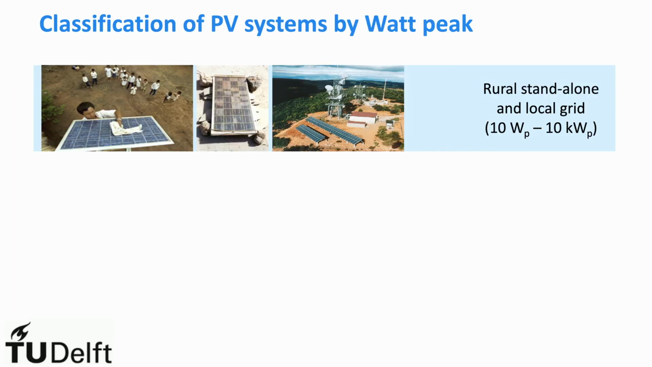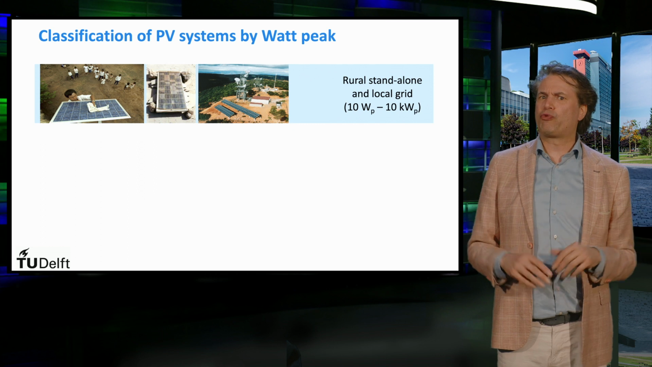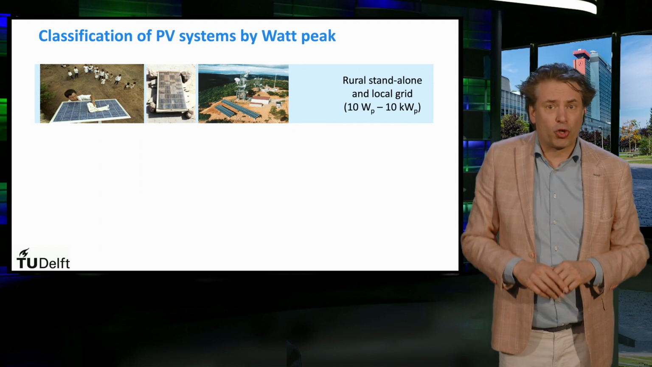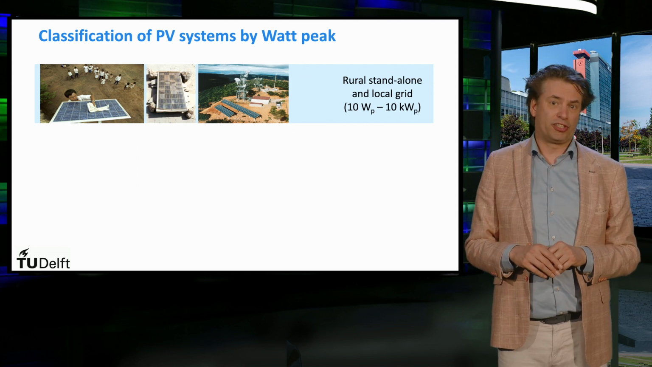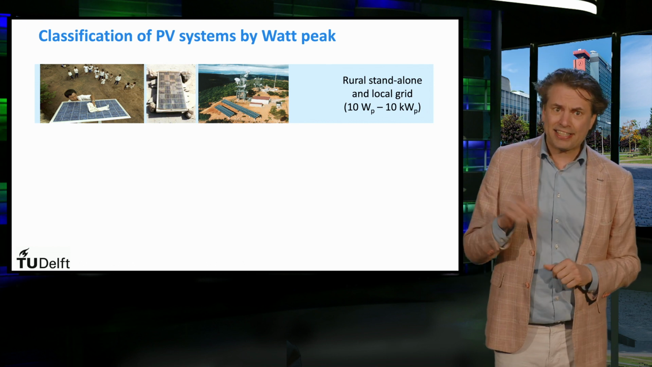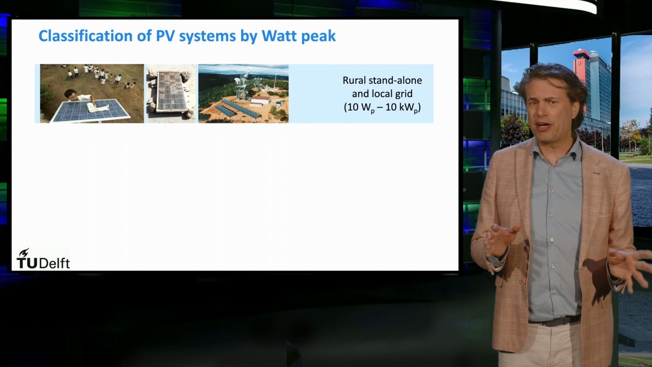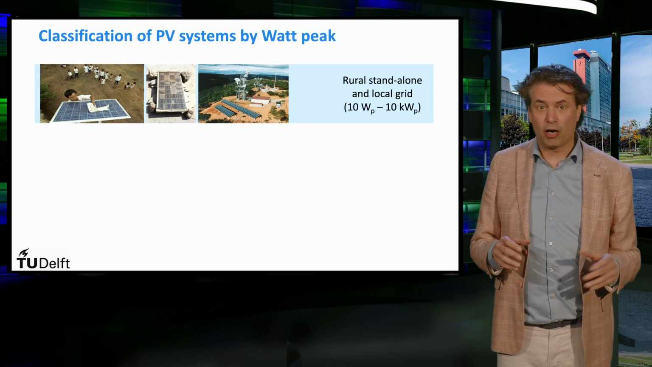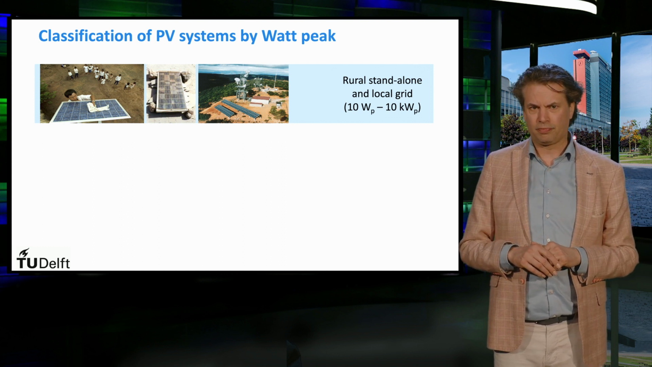Another way to classify PV systems is by installed peak power. Here we have some pictures of different kinds of PV systems. In the first row, we have a class of systems called rural or standalone systems with eventually a local grid. In this case, the rated power is quite low, between 10 watt peaks up to 10 kilowatt peaks.